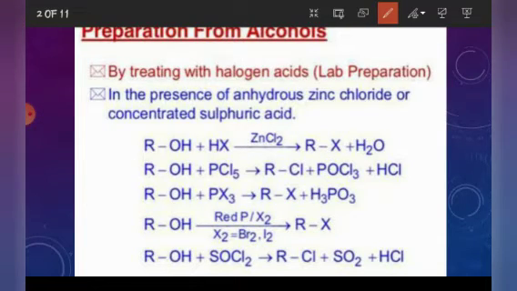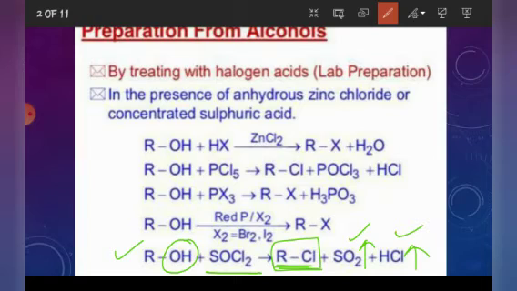See what is written here. ROH plus SOCl2. SOCl2 is known as thionyl chloride. Again a nucleophilic substitution reaction will take place, OH will be replaced, RCl will be formed, and SO2 and HCl are formed. Here SO2 and HCl are gases and they will escape, and we will get RCl as the main product. So this is the most preferred method.